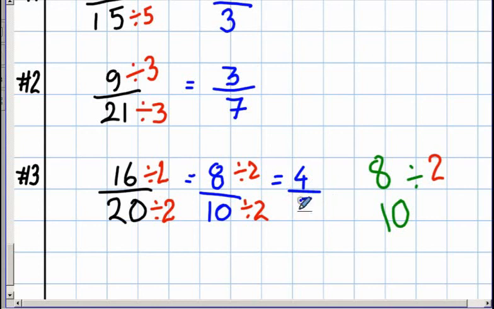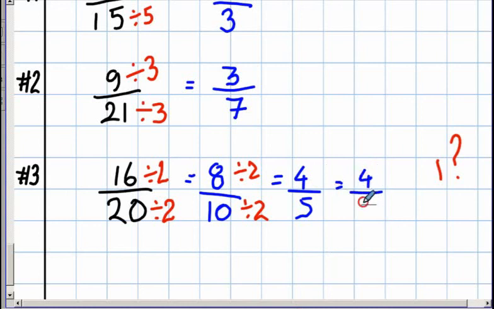Now, is there a number that will divide into both 4 and 5? There is. It's called the number 1, and we never bother with it. Why? Because if I divide 4 by 1, I get 4. If I divide 5 by 1, I get 5. It doesn't change it. It doesn't do anything to it. It doesn't make it smaller. So that's how you simplify fractions.